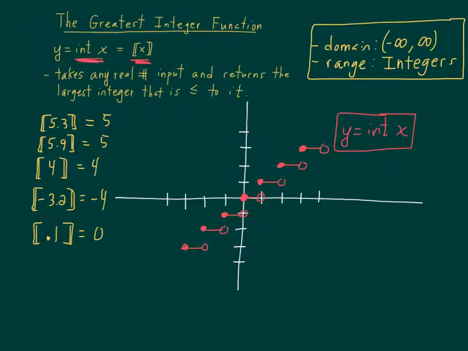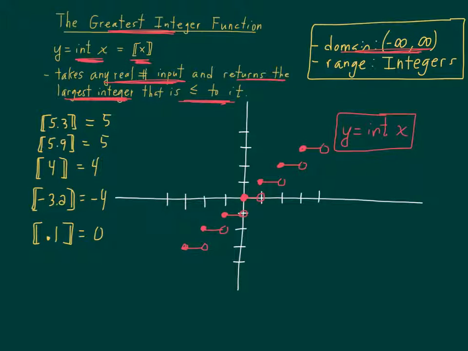The greatest integer function takes on any real number input, so that means our domain could be any real number, and it's going to return the largest integer. That's why it's called the greatest integer function. It's going to return the largest integer that is less than or equal to it. So before we look at this graph here, let's look at a few examples.